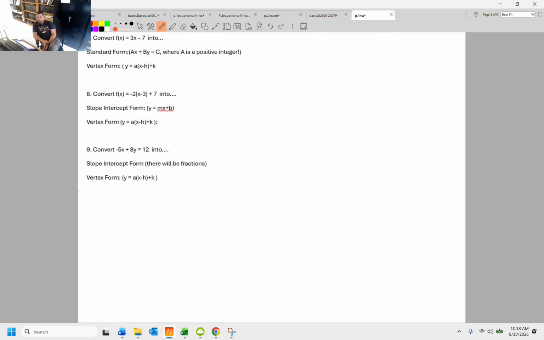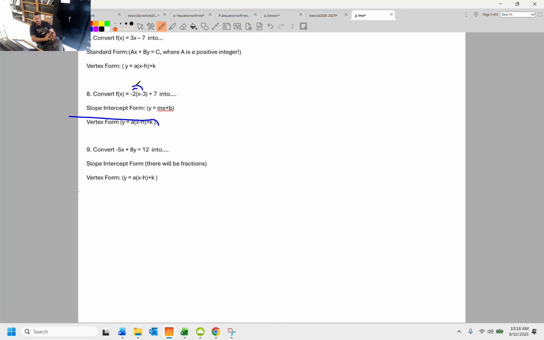Let's look at number 8. You're given something in vertex form, so that means you don't have to do this part. But just convert that into slope-intercept form, which is y equals mx plus b. That's literally as easy as doing something we call the distributive property and then combining like terms.